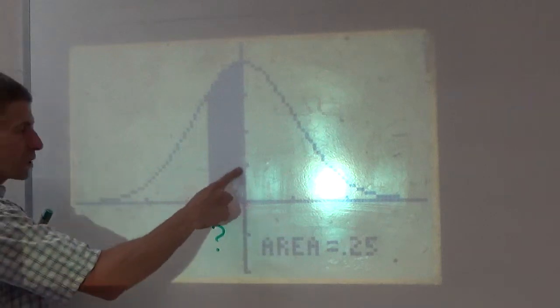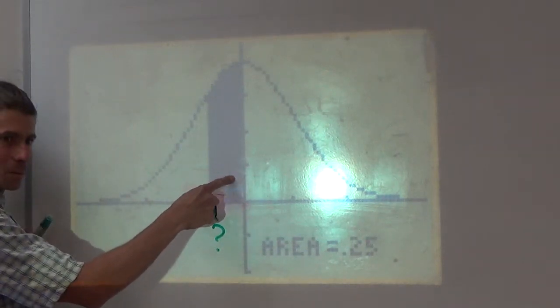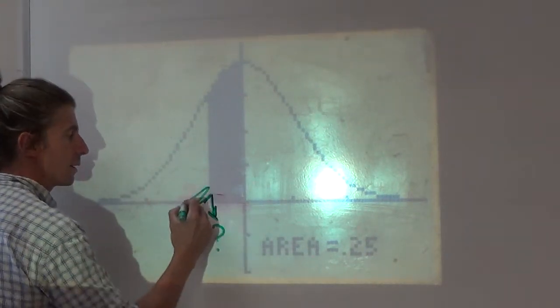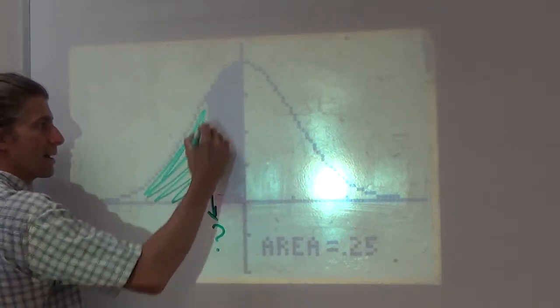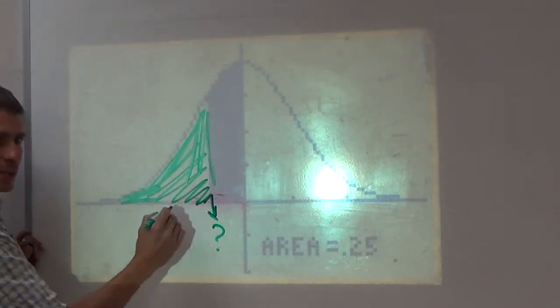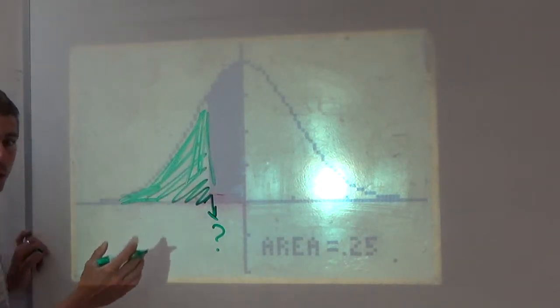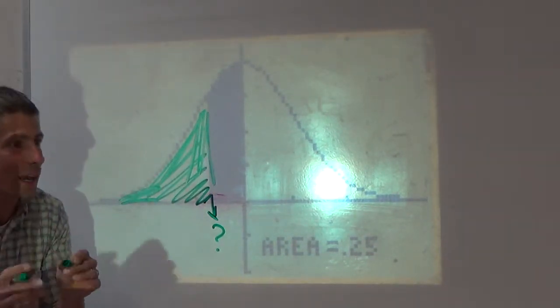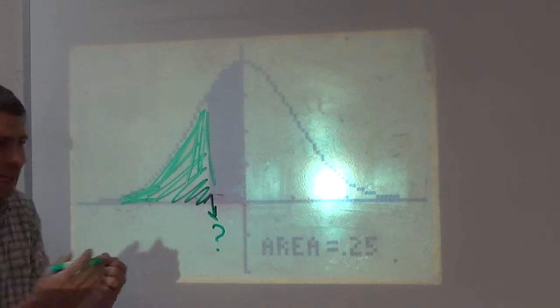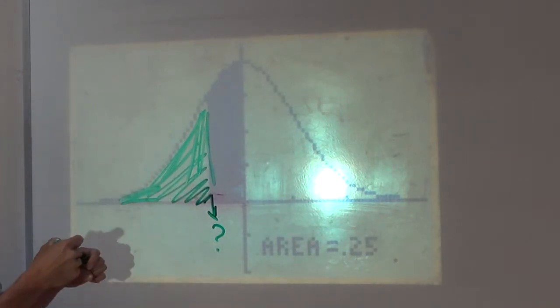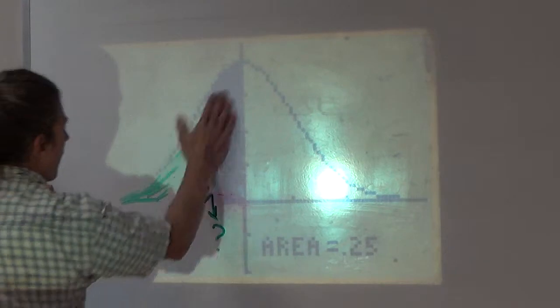But if you know this is 25%, don't you also know this right here is 25%? You can use the symmetry of the curve right now, and the fact that this is half and that's half. So when your backwards right now says area shades left or right, let's tell it to shade to the left.